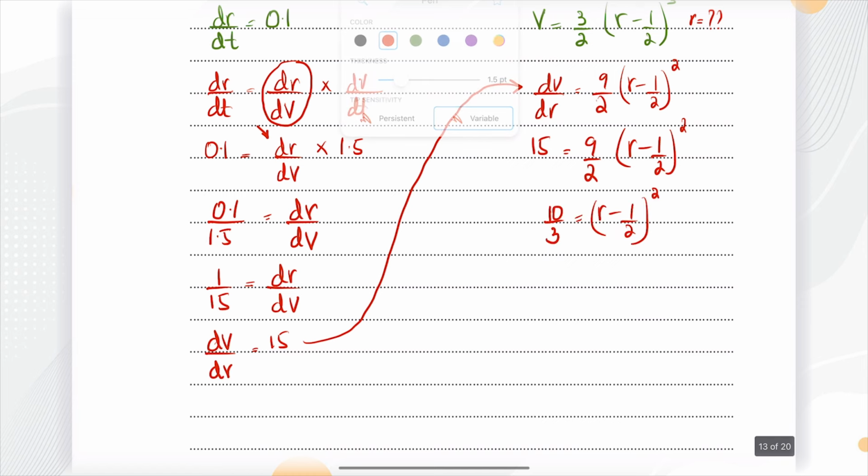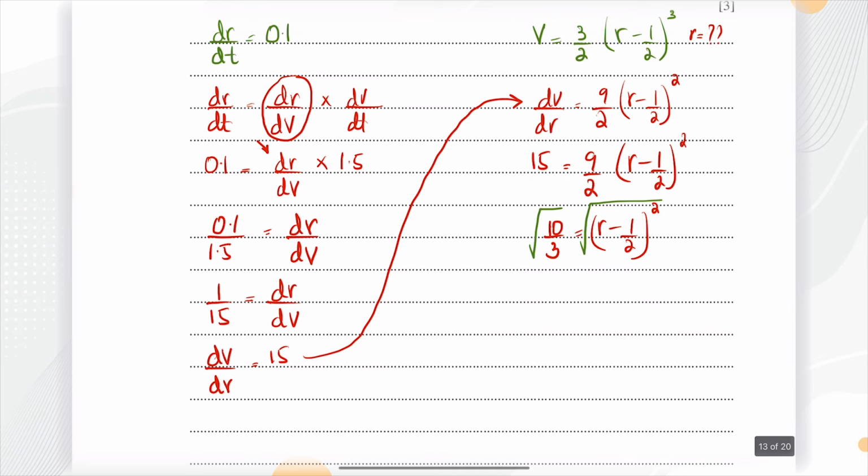Now how will I get rid of the square? We'll have to take the square root on both sides. And remember, all of this is to just find out the value of r. And once we have the value of r, that will not be the end of the question. We still have to find out the volume. That means we'll plug in that value of r back into the original equation. So this is what we're looking at: 10 upon 3 inside the square root equals r minus half. So r equals 10 upon 3 inside the square root plus 1 upon 2.